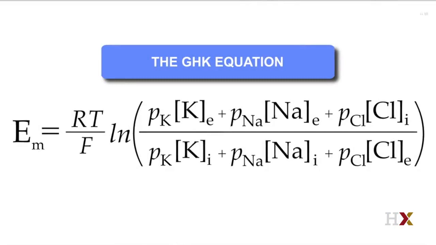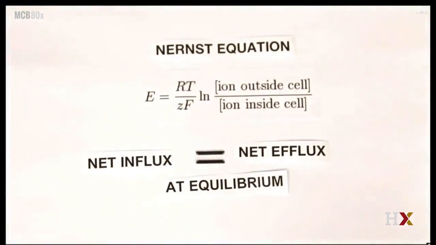The GHK equation, named after the scientists who derived it, David Goldman, Alan Hodgkin, and Bernard Katz, helps us calculate a more realistic membrane potential. It puts coefficients for permeability in front of the major ions that contribute to the resting potential in order to weight their relative effects. There's a subtle difference between the Nernst and GHK equations.